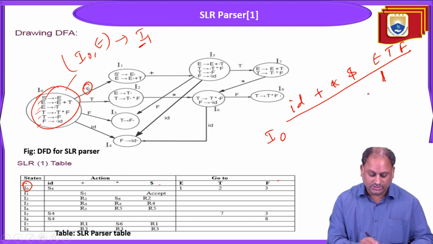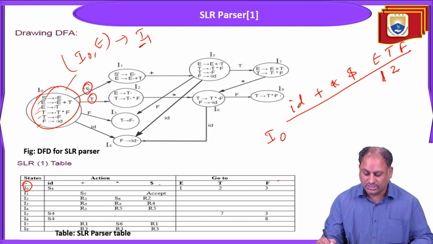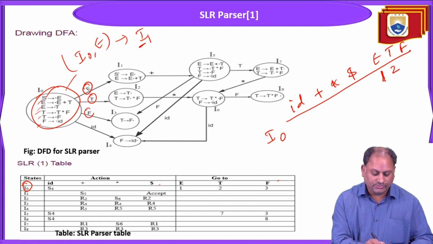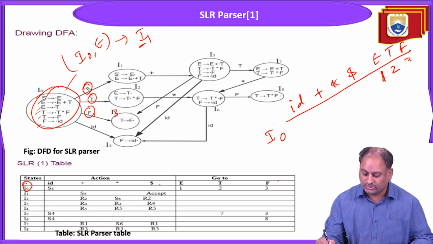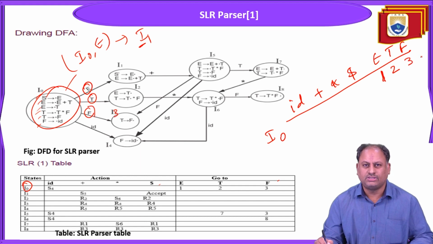And the same for I0 with capital T, it is moving to another state, I2. So that's why I have to write 2. And capital F, it is moving to one more state, that is I3. So that's why I have to write 3 in case of F. So these are the entries to be filled up as the go to part.